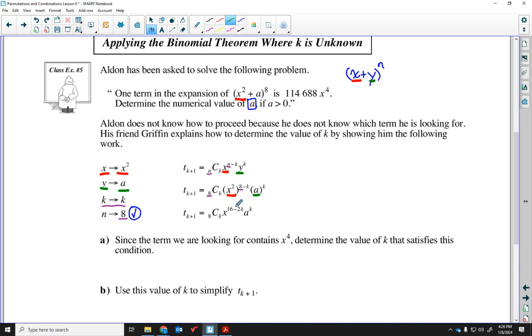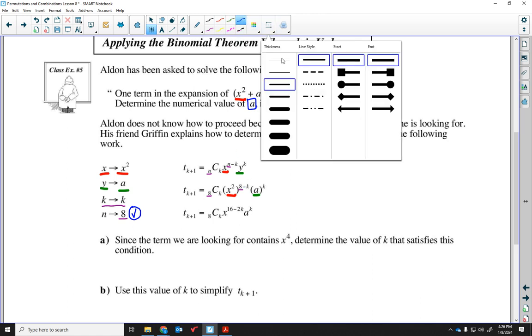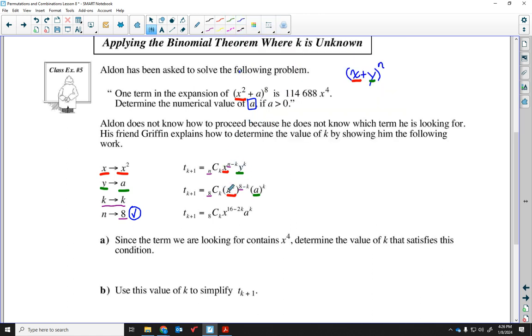Now, in terms of where 16 minus 2k comes from, we have to use the power of a power rule. If you have a power and you raise it to a power, you need to multiply these two things together. So we're just going to multiply 2 by 8 minus k, and that would just be equal to 16 minus 2k. So power of a power, multiply the exponents together. Okay, so then we have t sub k plus 1 equals 8 choose k, x to the 16 minus 2k, a to the power of k.